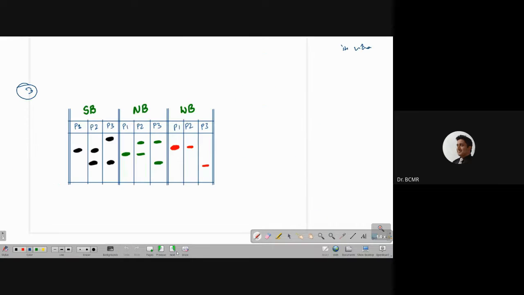Okay, coming to the last question. This is the question we had, and many people had many different types of answers, and maybe that's why I'm planning to discuss this now. P1 is homozygous, and the question already said that P1 is normal.